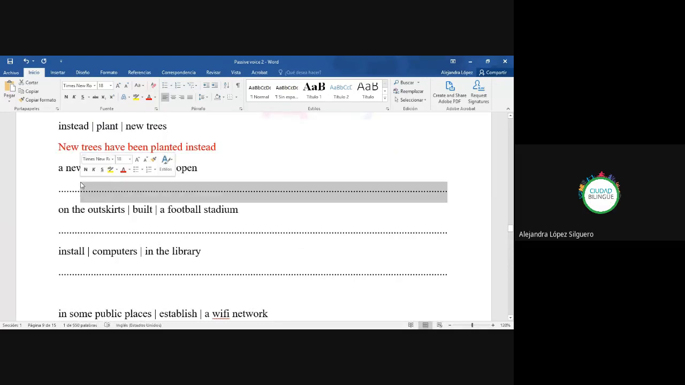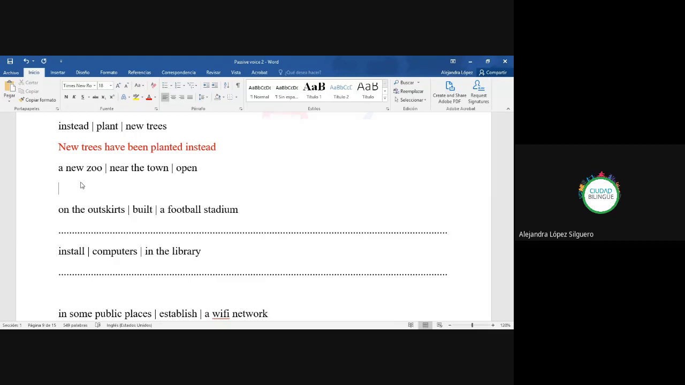This one. A new zoo near the town opened. A new zoo has been opened near the town. Very good. Muy bien, Rocío. Okay, remember again the nouns or the object. New zoo is singular, right? So has been. Pay attention to that. Has been opened near the town.